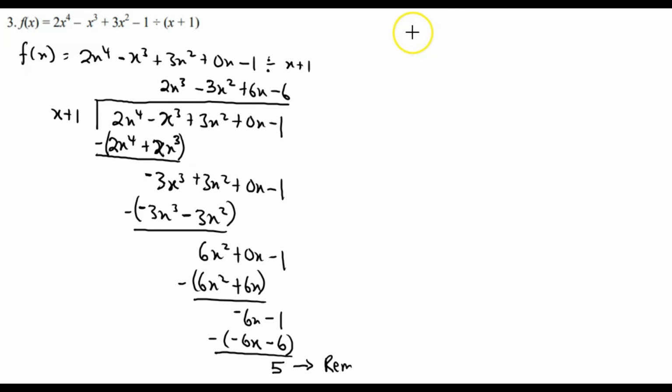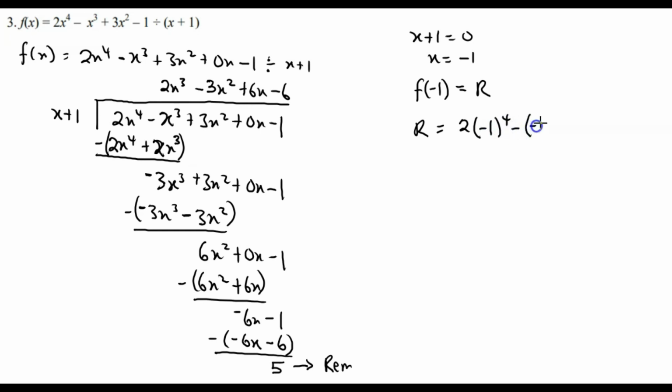Now, using the remainder theorem, we consider the divisor, which is x plus 1, equate it to 0, and that gives us x equal to negative 1. So finding f of negative 1 for the function, we should get our remainder. Therefore, the remainder will be equal to 2 multiplying negative 1 to the power 4 minus bracket negative 1 cubed plus 3 multiplying negative 1 all squared, then minus 1. And that will lead us to 2 plus 1, because negative 1 all cubed will give us negative 1.